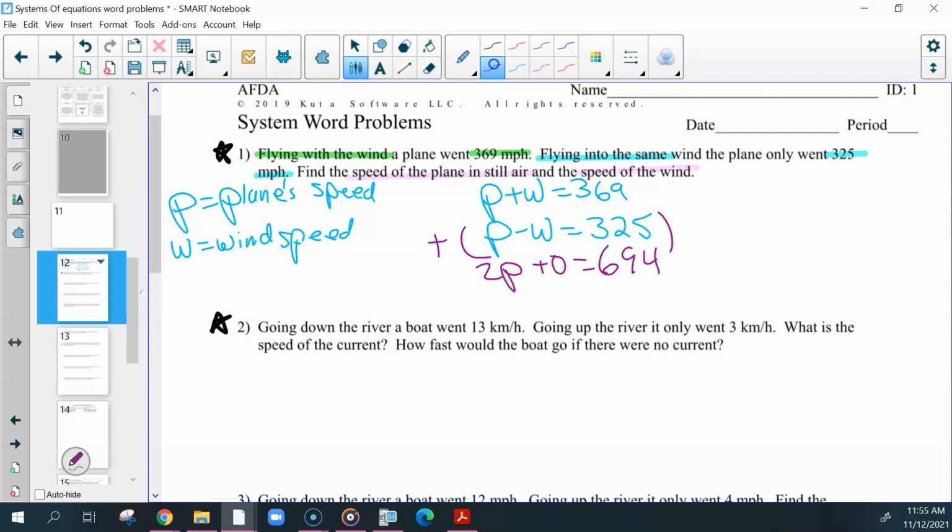When you're doing these problems, your plane should be faster than the wind. If you mix up something and your wind is faster than your plane, unless this is like an extraneous case, like a tornado or a hurricane, that really shouldn't happen. Your plane should be going faster than the wind. What was that? 347. Thank you. And then our units would be miles per hour.